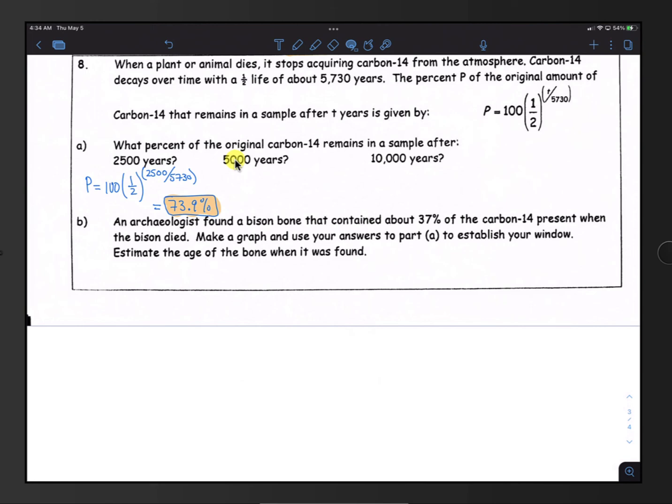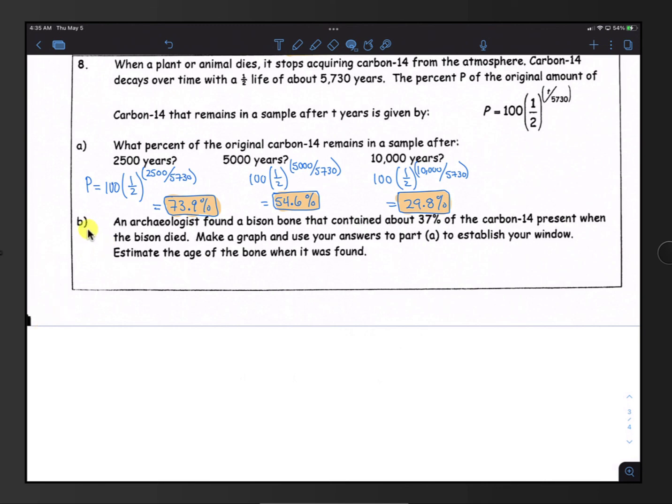All right, what about after 5,000 years? Well, just substitute T with 5,000. And this is what it looks like, and then the answer is going to be 54.6%. So after 5,000 years, you would have 54.6% of the carbon-14 left in your body. Likewise, after 10,000 years, just replace T with 10,000, and you get 29.8% of carbon-14 left.